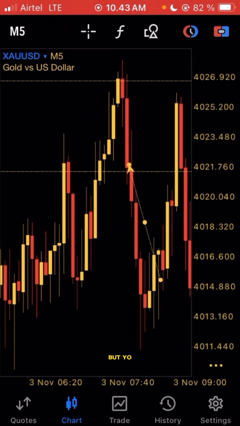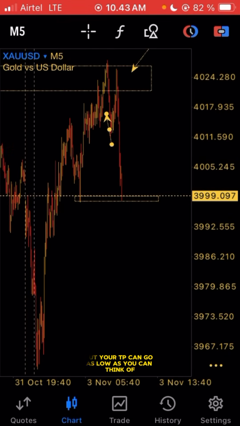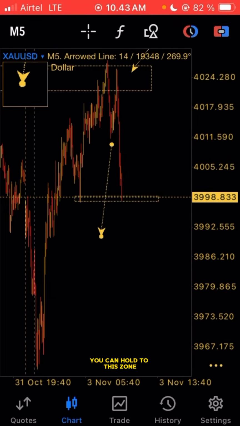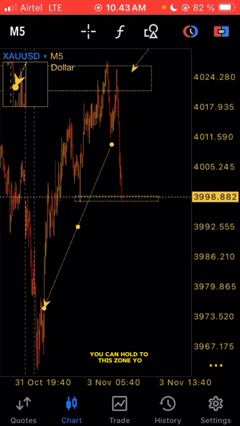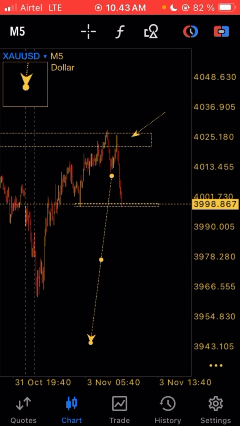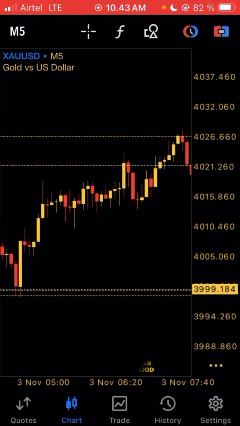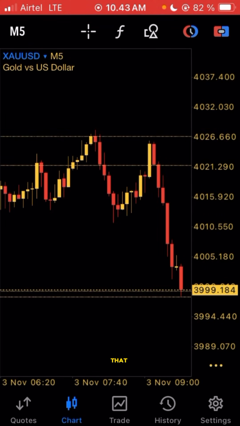But your TP can go as low as you can think of, as low as you can hold. It all depends on what you want. You can hold till this zone, you can hold till this zone, you can hold till whatever. But the thing is your entry. So far your entry is good. That is what you need.